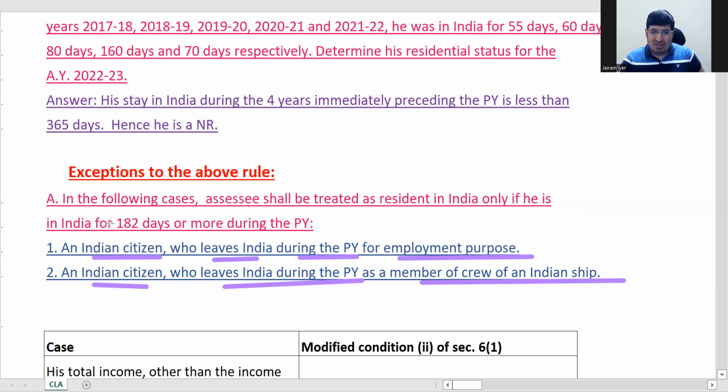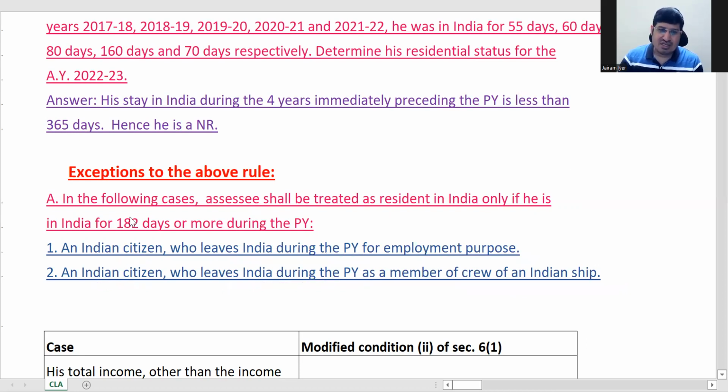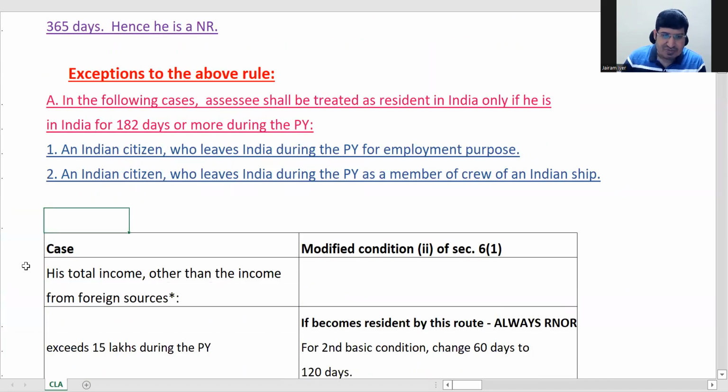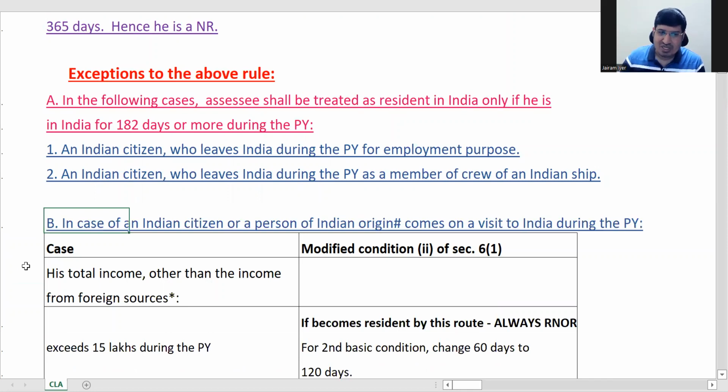So if you have a person who has left India for employment purpose during the previous year or as a member of crew of Indian ship, for testing his residential status, you can cut the second point, the second basic condition. Clear? Simple, nothing there. So this is exception A. Now this is exception B.